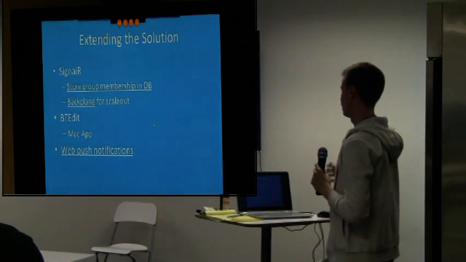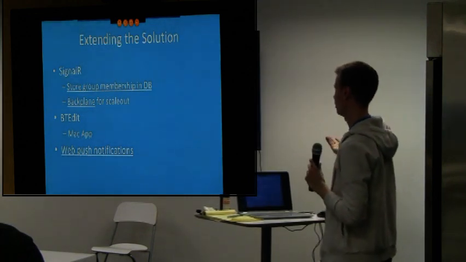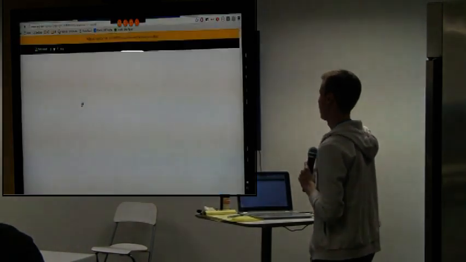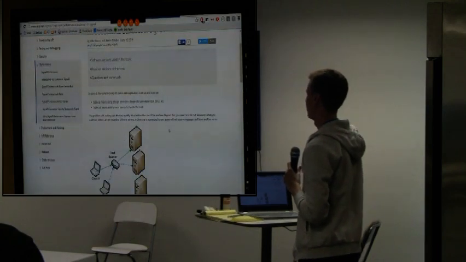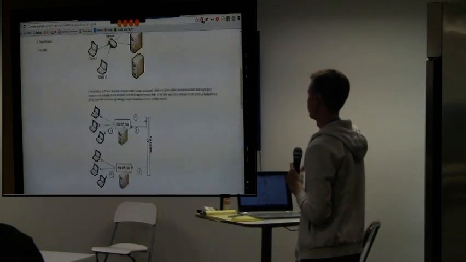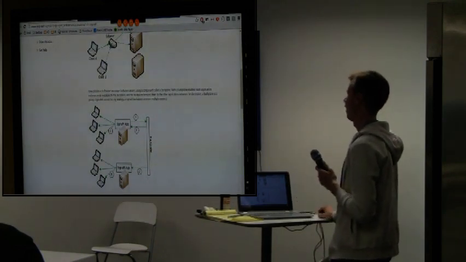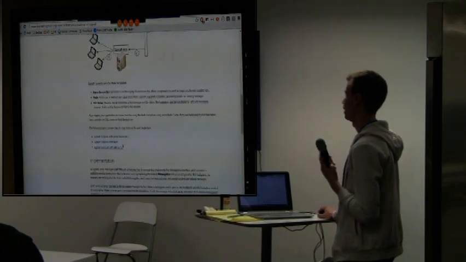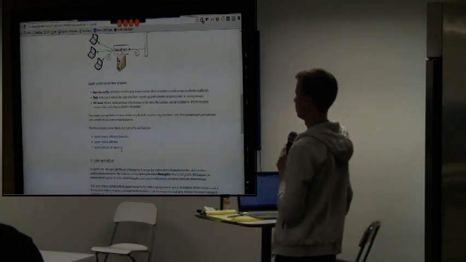As far as extending the solution, you can do the group membership in the DB, which relates to what I was talking about, and then the backplane for scale out. This is kind of interesting, where if you have a bunch of SignalR apps, they'll communicate with the backplane and keep everything in sync across all of your app servers. And you can use the Azure Service Bus. There's a Redis provider and a SQL Server provider.